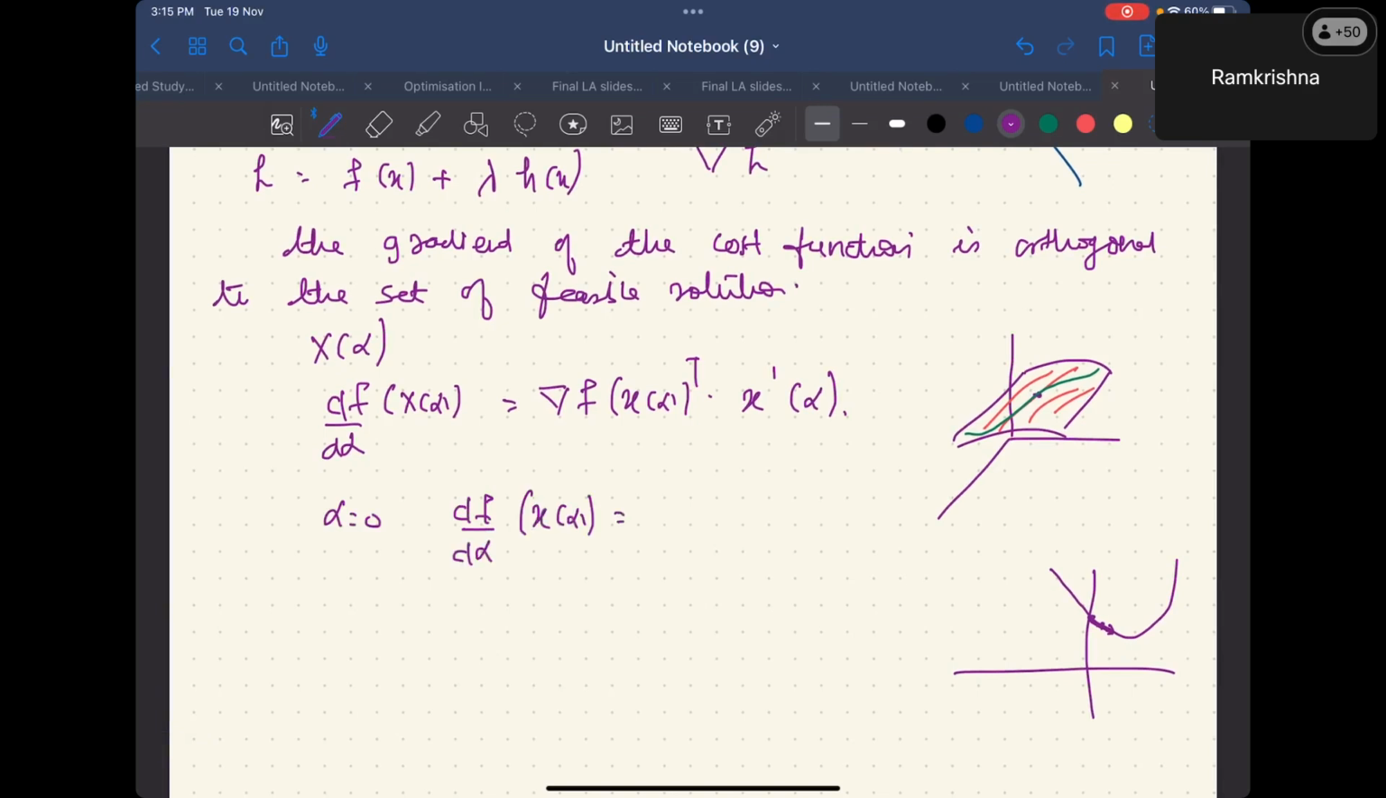At x(alpha) it is the gradient of f at x(0) times x dash 0, and this curve is parameterized such that x at 0 coincides with my optimum point. Okay, and this is 0.